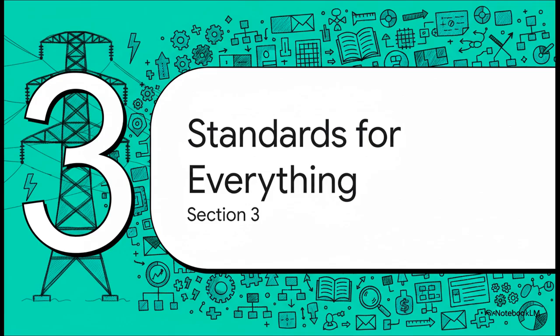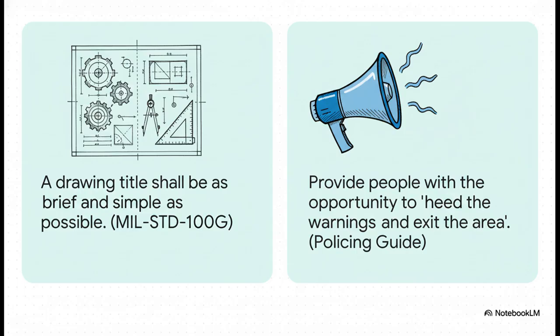As we dig deeper into this manual, we find that there are standards for, well, pretty much everything. And this slide just illustrates the point perfectly. Look at this. On the left, a military standard for engineering drawings. A title must be as brief and simple as possible. Okay, now on the right, a guide for policing protests. Officers have to give people a chance to heed the warnings and exit. Two completely different worlds, engineering and social control, both run by meticulous, documented rules.